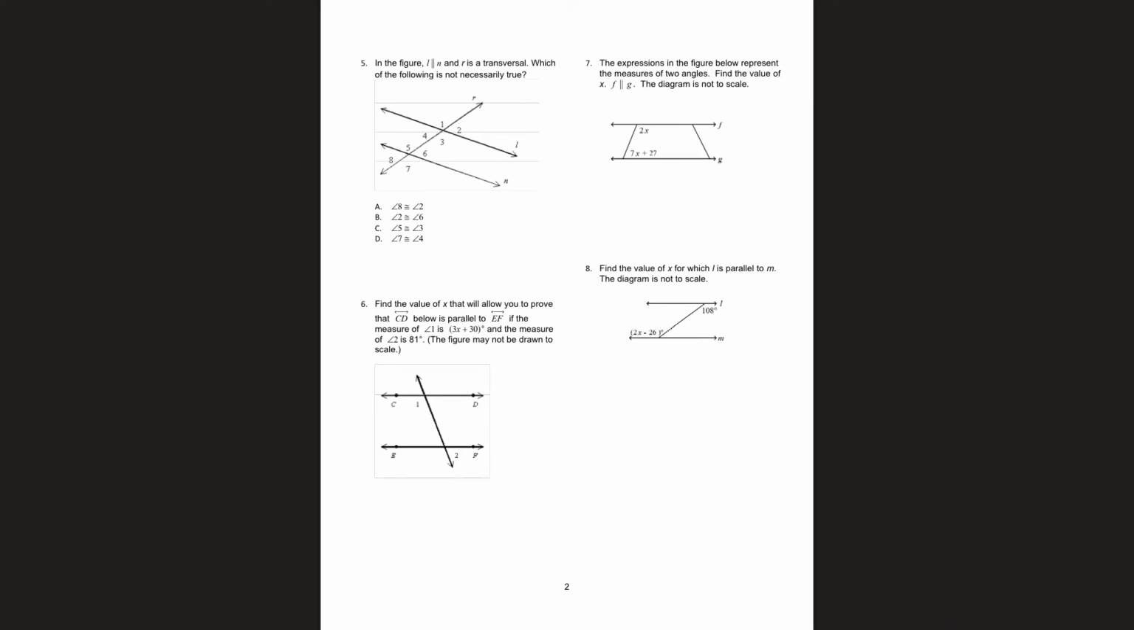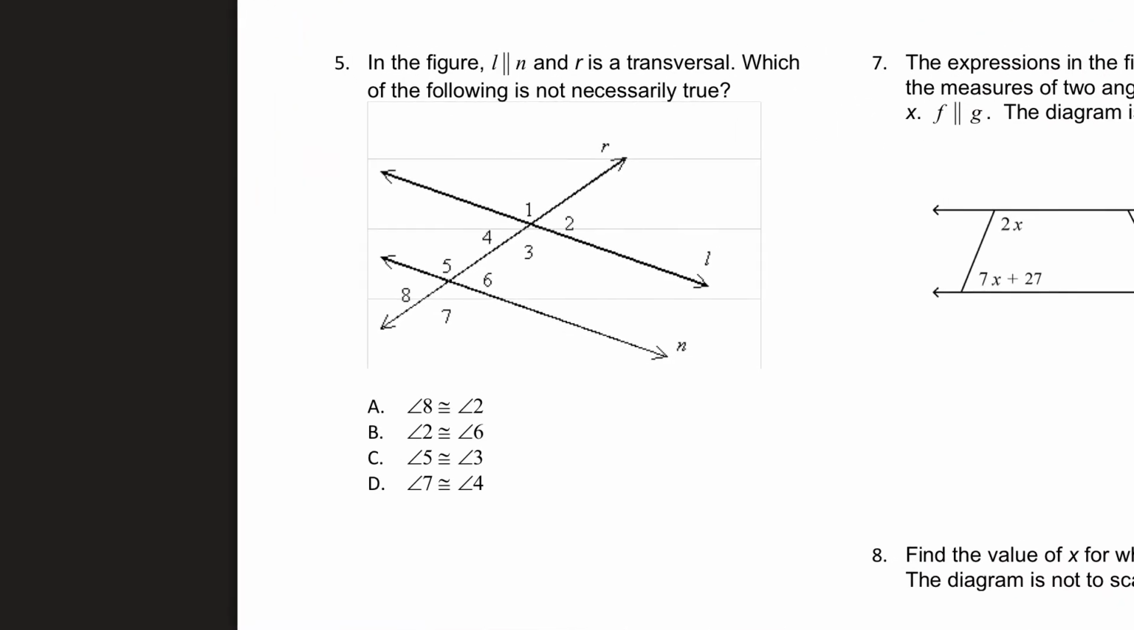Page 2. Already on page 2. Question number 5. In the figure, L is parallel to M. L is parallel to N, and R is a transversal. Which of the following is not necessarily true? Is 8 congruent to 2? Yeah, 8 and 2, those are alternate exterior angles. 2 and 6, those are corresponding angles. Both alternate exterior and corresponding angles are congruent. 5 and 3, they're both obtuse. And they're alternate interior angles.